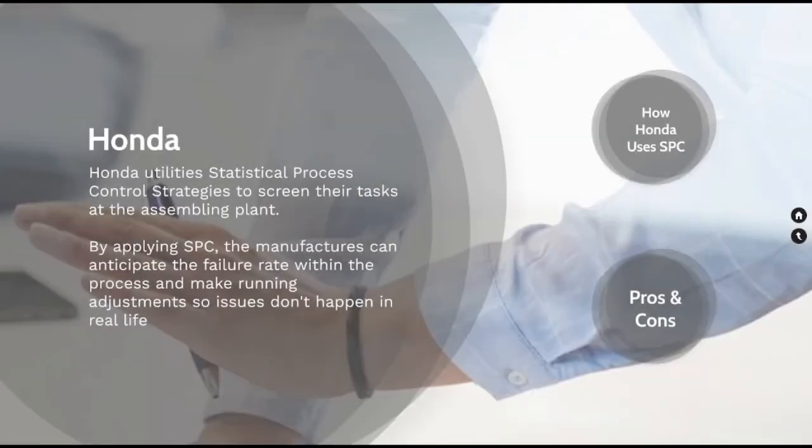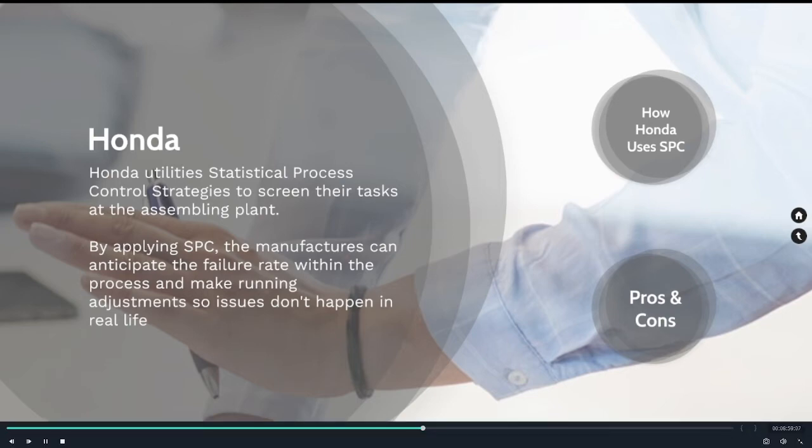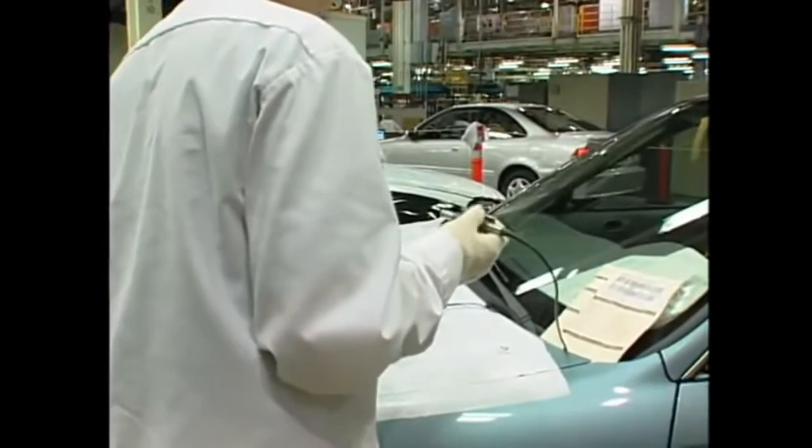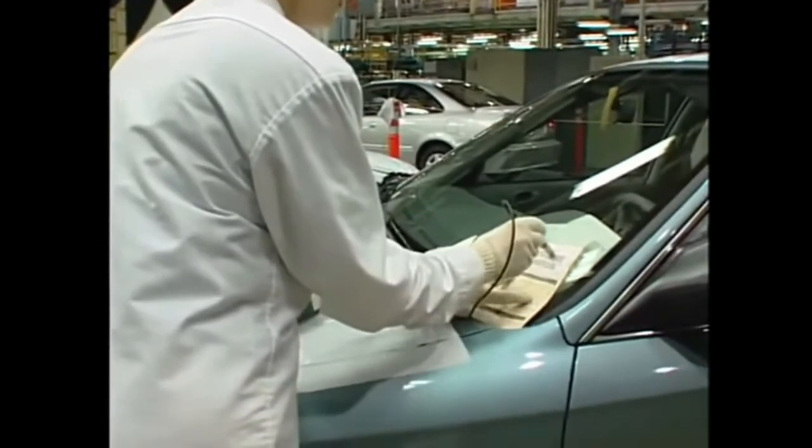Honda has really been utilising the statistical process control strategies to screen their tasks at their assembly plant. By applying SPC, manufacturers will better comprehend the capability of the process. They can anticipate the failure rate within the process and make running adjustments so that they don't have real issues happening. The test measures how fast a door needs to be moving in order to close without slamming it.